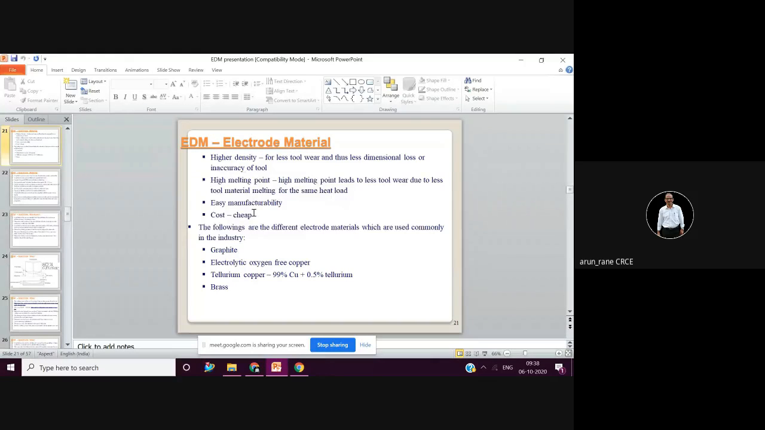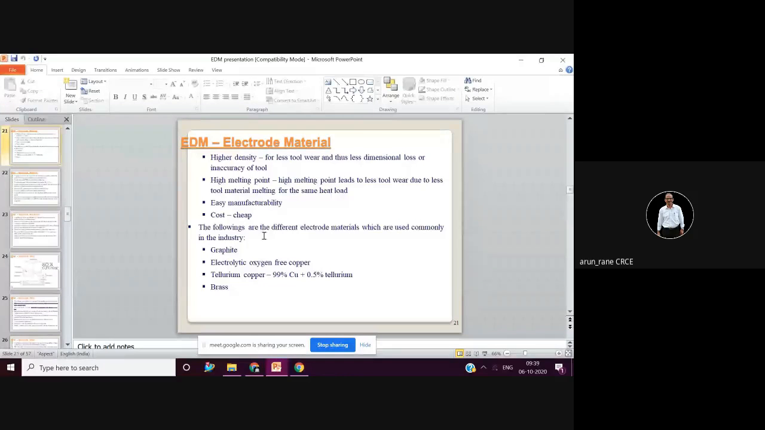The electrode has to be machined as per the shape of the cavity to be sunk, that is, as per the shape which you want in the workpiece. So the electrode should not be hard. It should be easily manufacturable, or easily machinable. And on top of this, the cost should be good. I mean, it should not be very expensive.